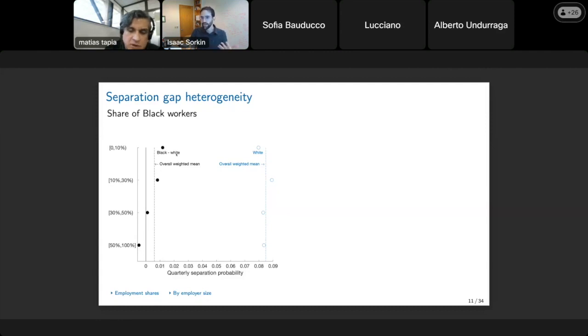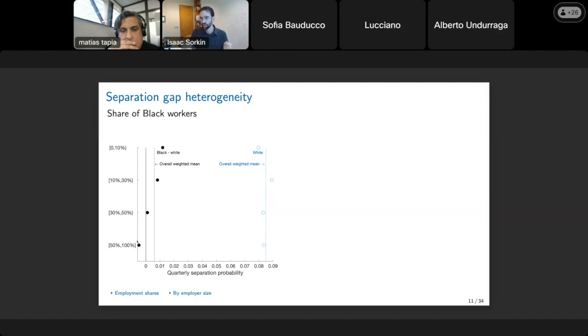The striking thing is that as we increase the share of black workers at the firm, the black-white gap declines and in fact goes negative at firms that are majority black. So what I'm going to show you now and going forward is matching on everything.